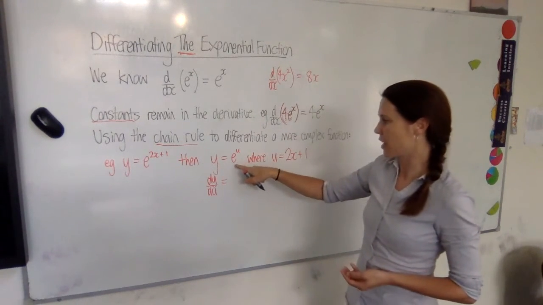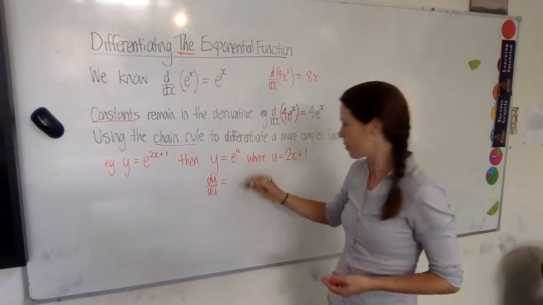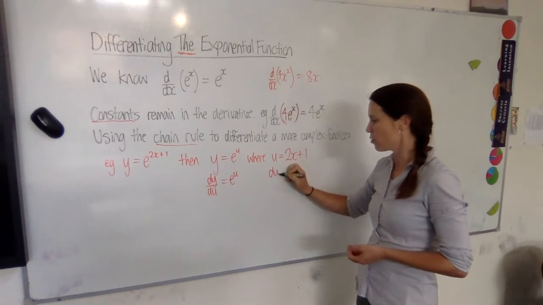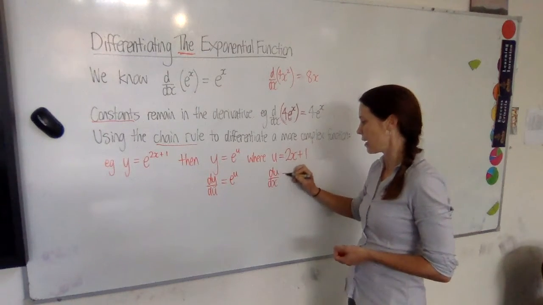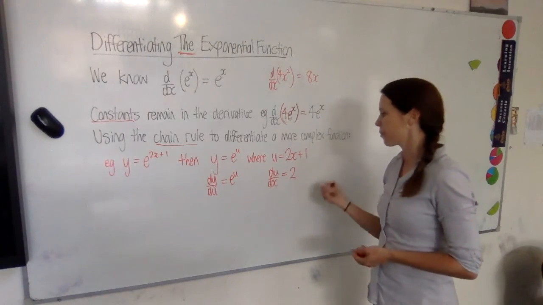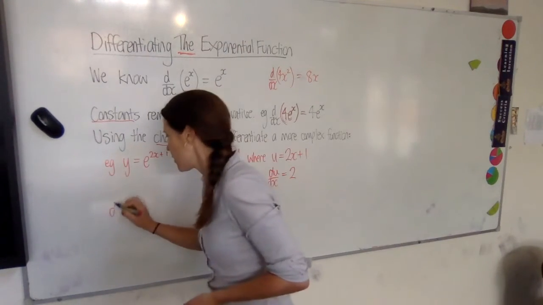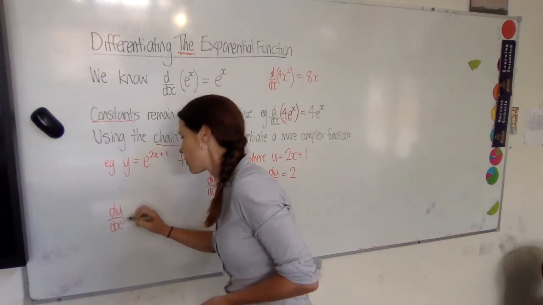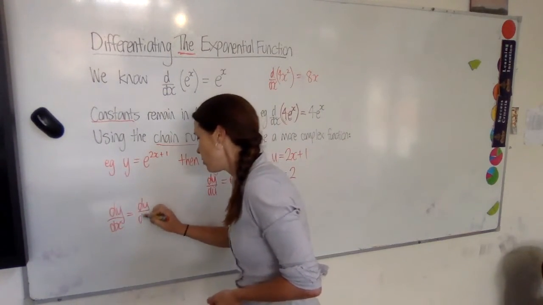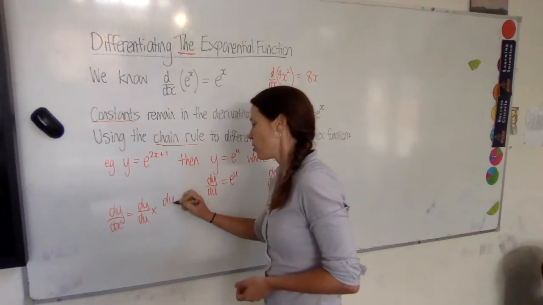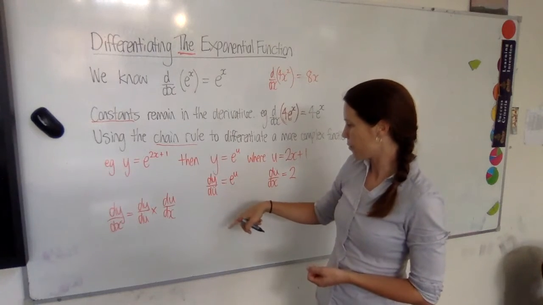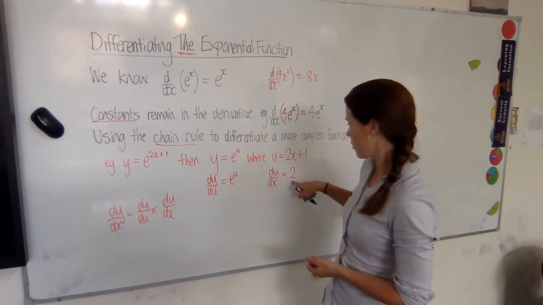Now, if I'm differentiating e to the power of u, I'm going to get e to the power of u, just the same as I did when it was x. And if I differentiate u with respect to x, I just need to differentiate this part and I get 2. Now if we're trying to find dy/dx, we can take a shortcut and find dy/du times du/dx. And we know both of those. dy/du is here and du/dx is here.